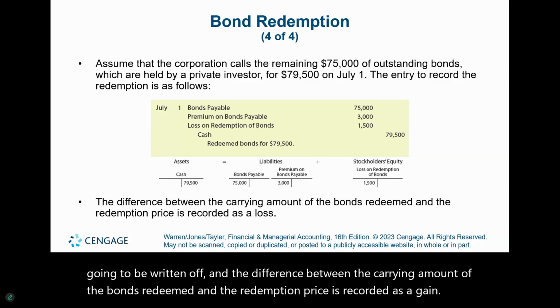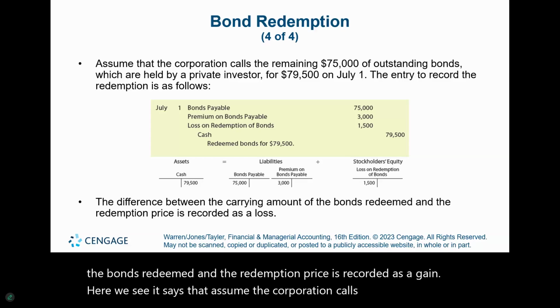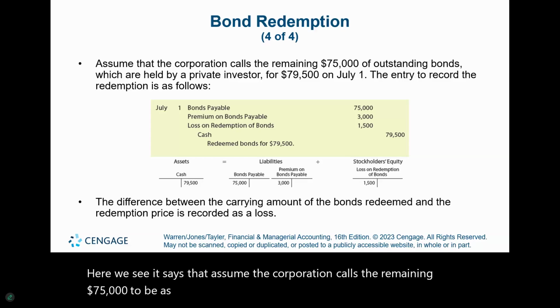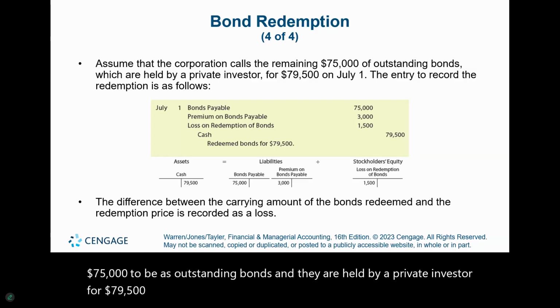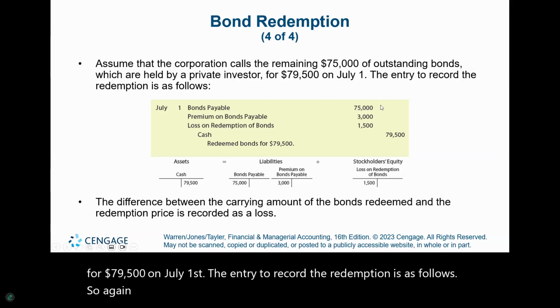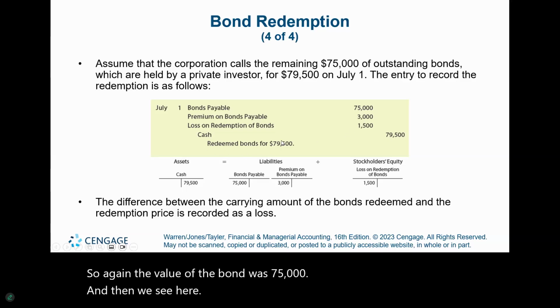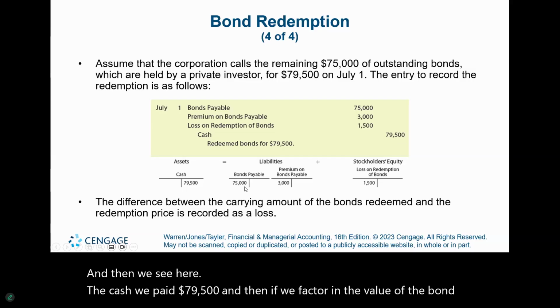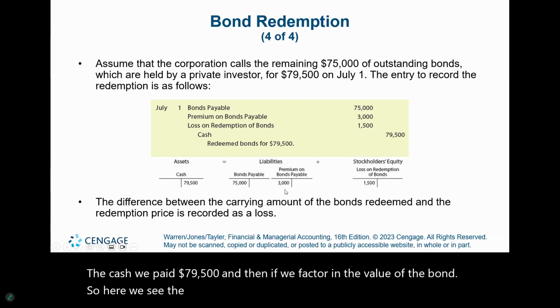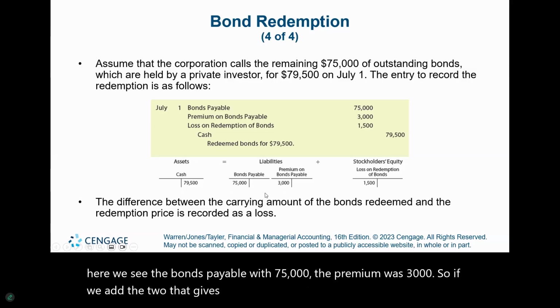Here we see it states to assume the corporation calls the remaining $75,000 of the outstanding bonds, held by a private investor, for $79,500 on July 1st. The entry to record the redemption is as follows. Again, the value of the bonds was $75,000. And then the cash we paid was $79,500. Now if we factor in the value of the bonds, the bonds payable was $75,000 and the premium was $3,000.